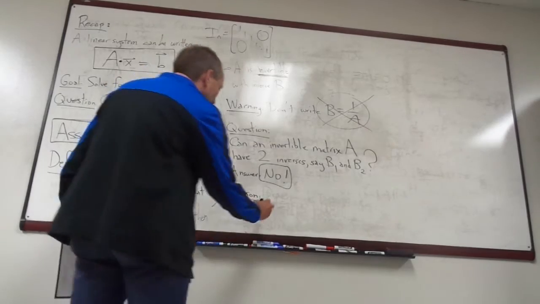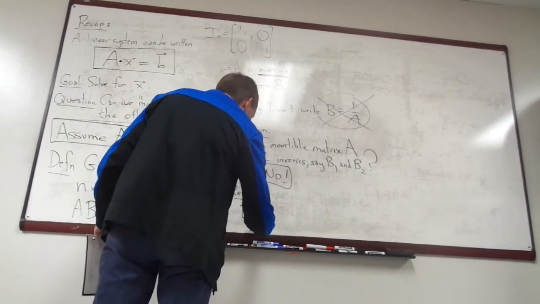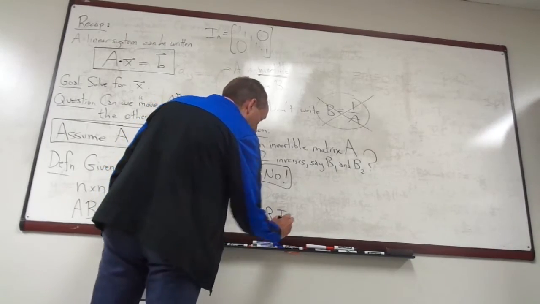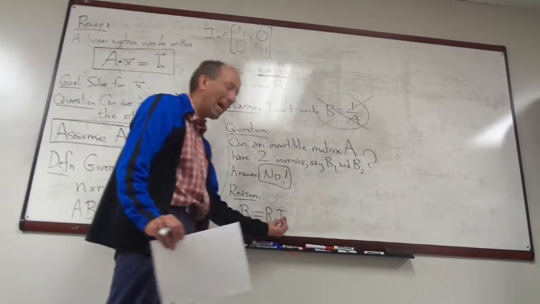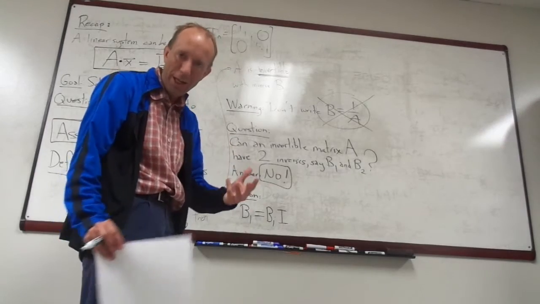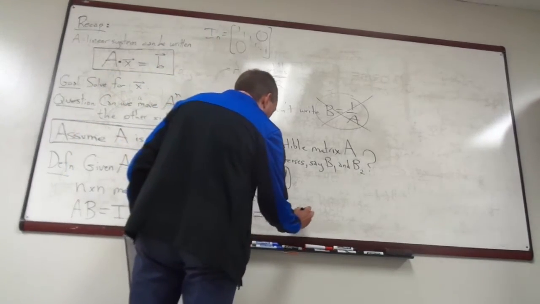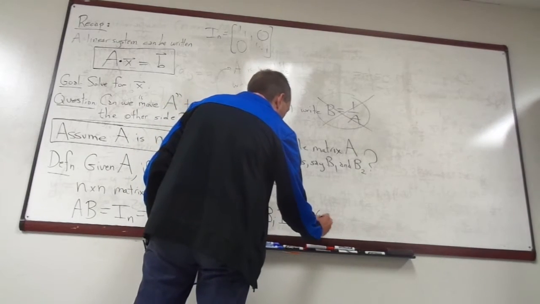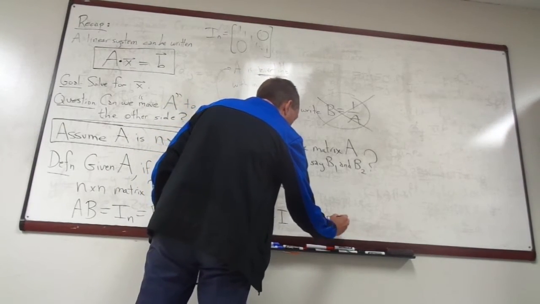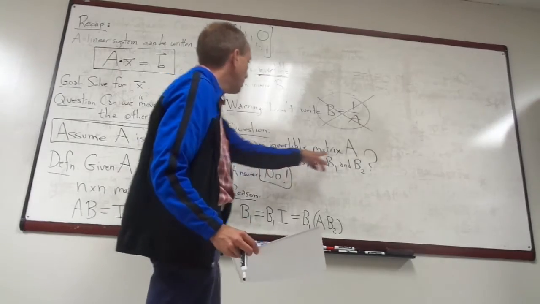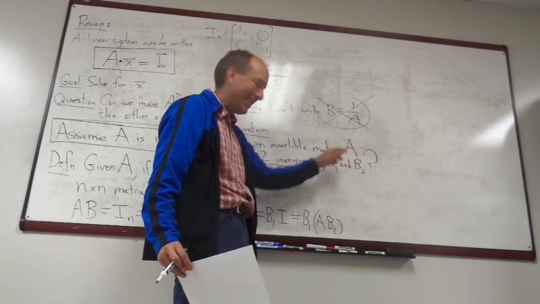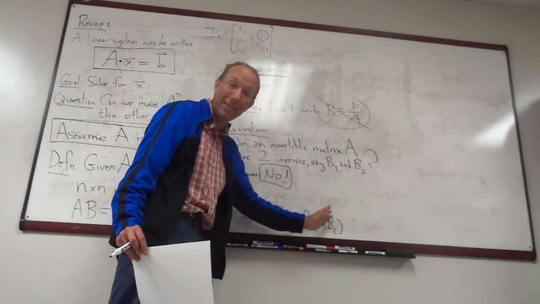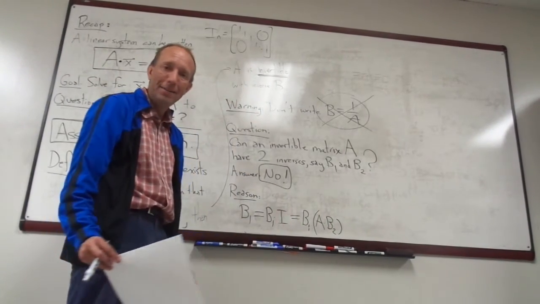Okay? So here's why. Suppose we start with B1. I can write B1 as B1 times I. Remember, multiplying by I is like multiplying by 1. And I can be rewritten as A times B2, because remember, we're assuming that B2 is an inverse for A. That means, if you believe my definition, that when I multiply them together, they become I.